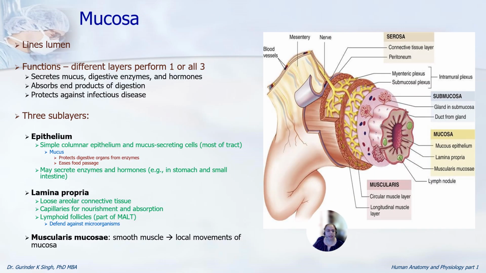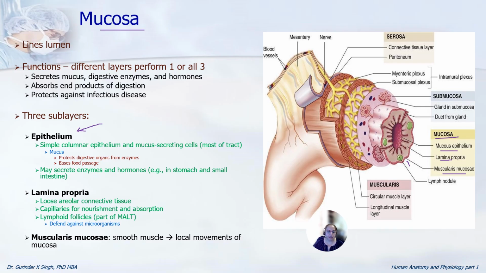Okay, so let's look at the repetition again. Mucosa. The mucosa has a lumen, has the mucous epithelium present. The lamina propria is there. Then we have small smooth muscle cells called muscularis mucosa. Okay, now let's look at these epithelium layers.